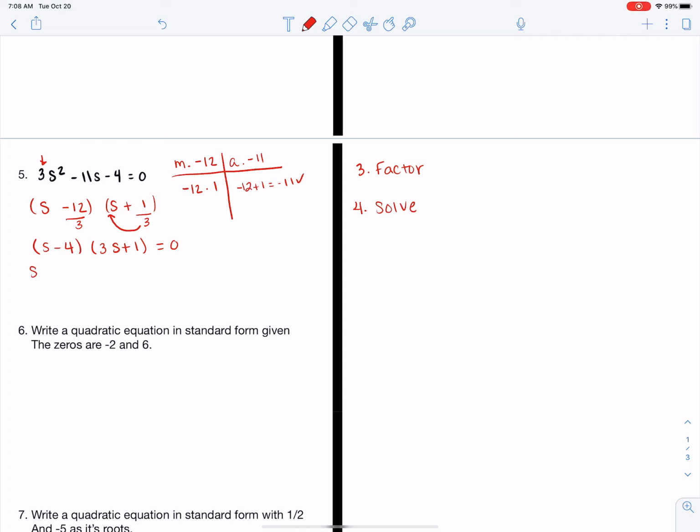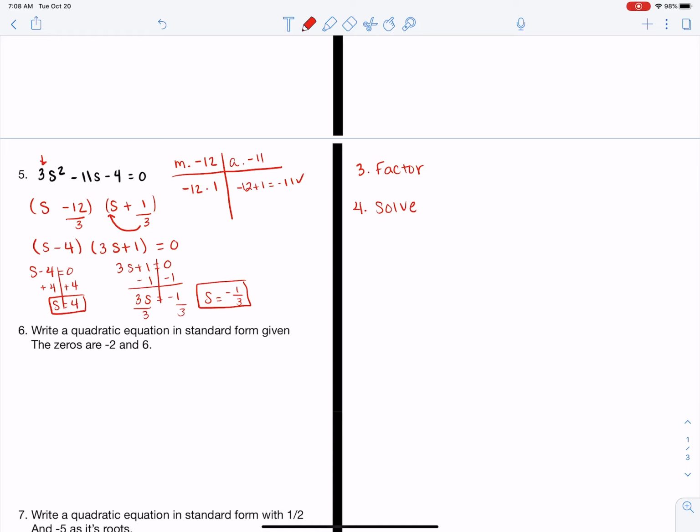Okay, so s minus 4 equals 0. And 3s plus 1 equals 0. Add 4. s equals 4. Minus 1. 3s equals negative 1. Divide by 3. s equals negative 1 over 3. So if you graphed 3s squared minus 11s minus 4, you would notice that that graph touches the x-axis at 4 and negative 1/3.